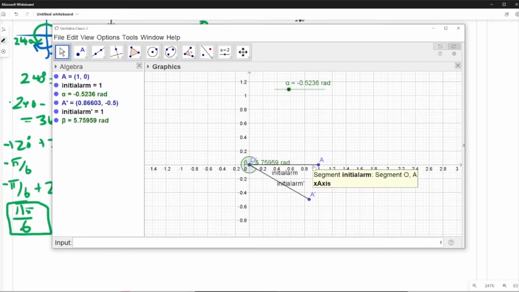Because one way of getting from A to A prime is to rotate pi over 6 in a negative direction. Another way to do it would be to go 11 pi over 6 in a positive direction. And just to prove that to you for a sec, 11 pi over 6, if I type that in, I get 5.75959, the same way that GeoGebra measured it here.